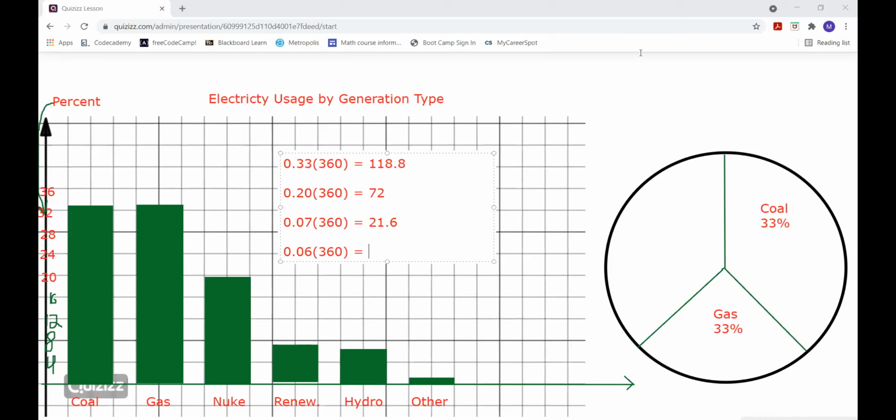So using things like 25% would be a quarter of this thing. 33% is a third. So if you can divide this into quarters, into thirds, 50% would be a half. That might also help you get these degrees, right? Knowing these common percentages. That gives me 21.6. What does the 7 give me? 25.2.